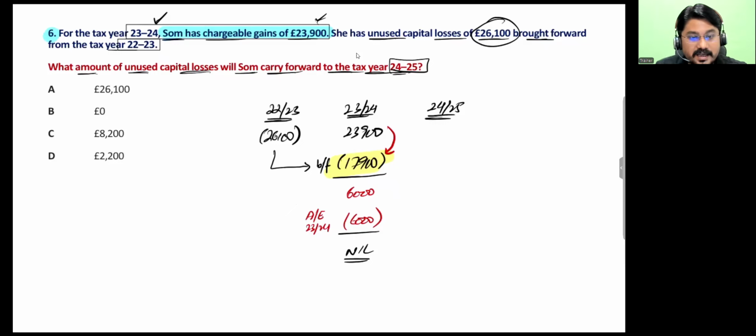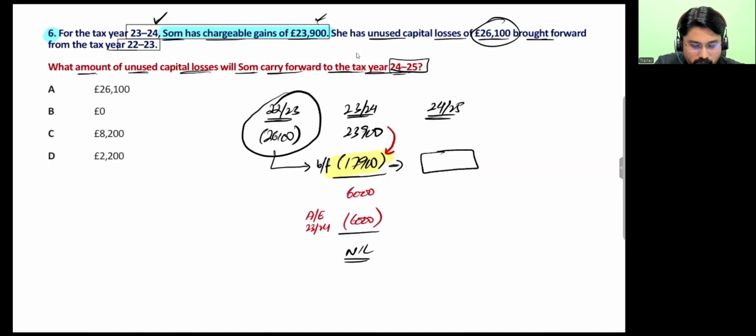I guess that's 17,900. If from 26,100 a loss is adjusted to the extent of 17,900, what is the loss amount which can be carried forward to next year? So the differential of 8,200 can be carried forward to next year. Correct option is option C.